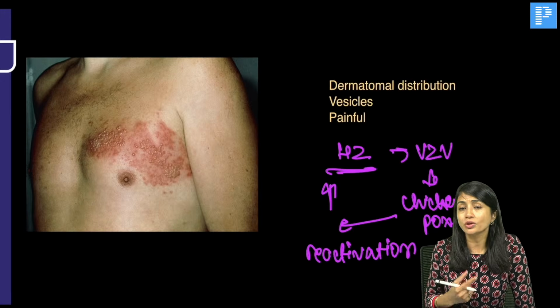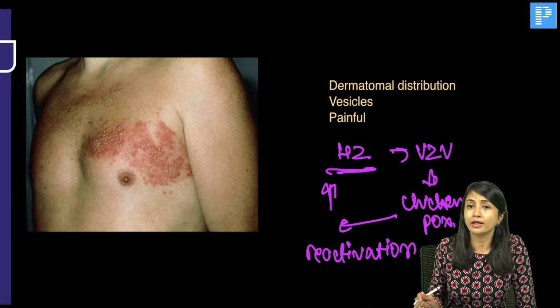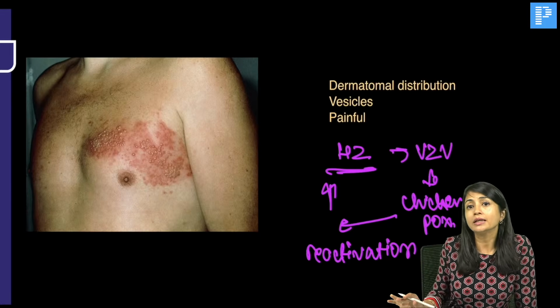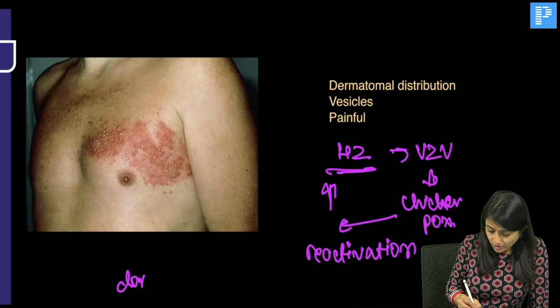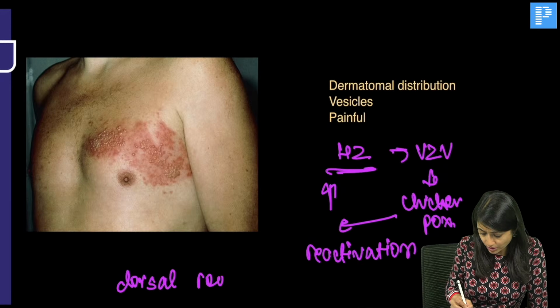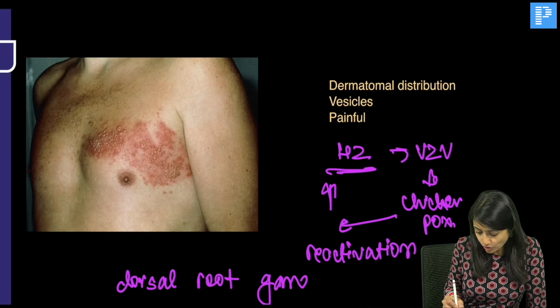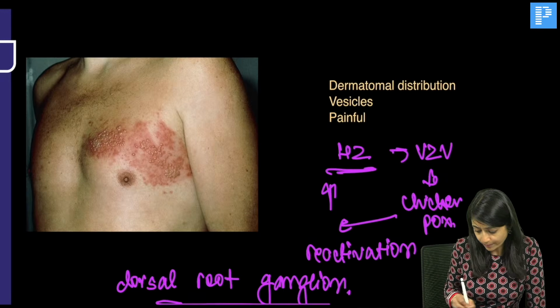So, it is not an actual infection, it is reactivation of virus which has been lying latent in my dorsal root ganglion. So, this virus is latent in dorsal root ganglion. Clear?